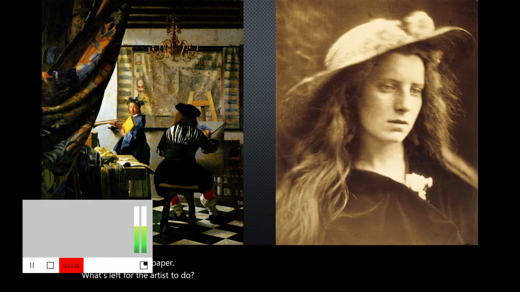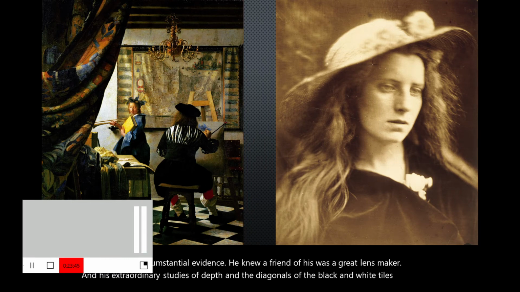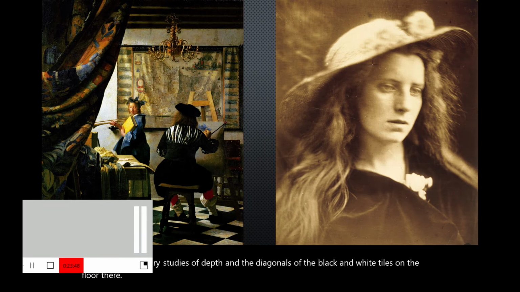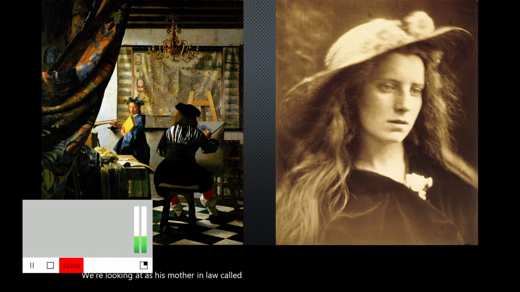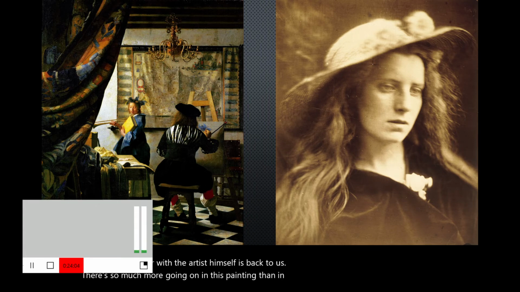Remember, Vermeer on the left-hand side is famous for using the camera obscura. We have some circumstantial evidence. A friend of his was a great lens maker, and his extraordinary studies of depth and the diagonals of the black and white tiles on the floor there. We're looking at, as his mother-in-law called it, the allegory of the art of painting, with the muse Clio, with the artist himself, his back to us. There's so much more going on in this painting than in the photograph of Ophelia, right?